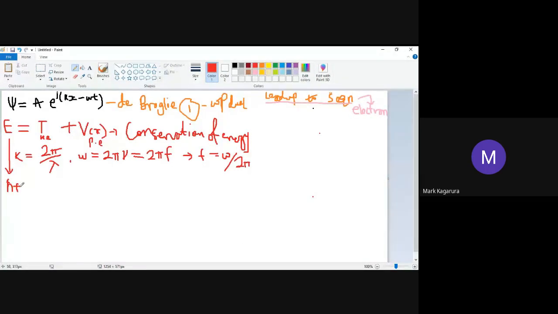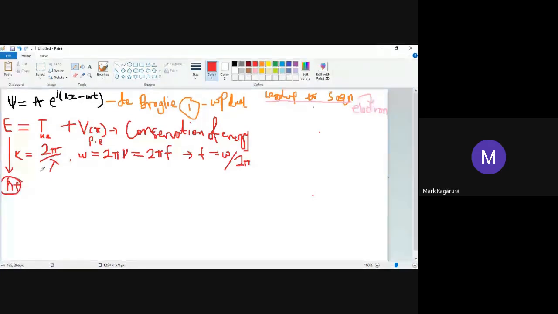So E is equal to hf, and let's write the h because that also has a meaning. E is equal to hf. This is Planck's energy law.